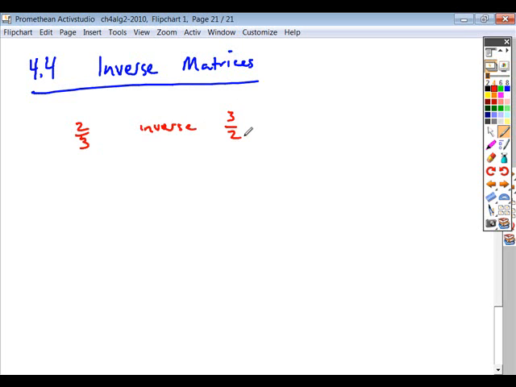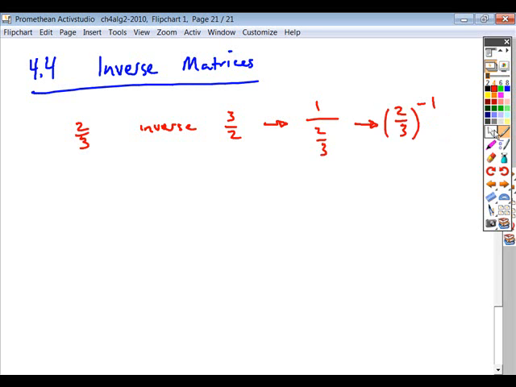is 3/2 again. But the process behind how you found that is you took and you divided 1 by that number. So 1 divided by 2/3 is how you find the inverse. And when we talk about powers later, we'll also see that really what we did to find the inverse was we took it to the power of -1.